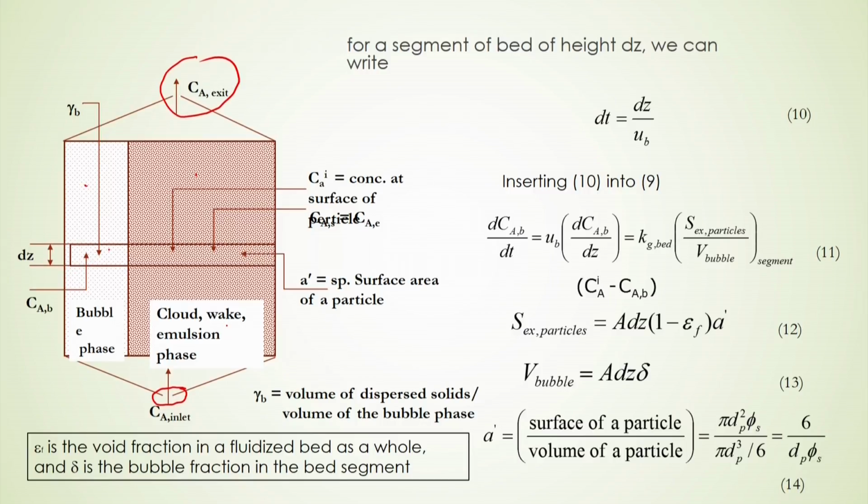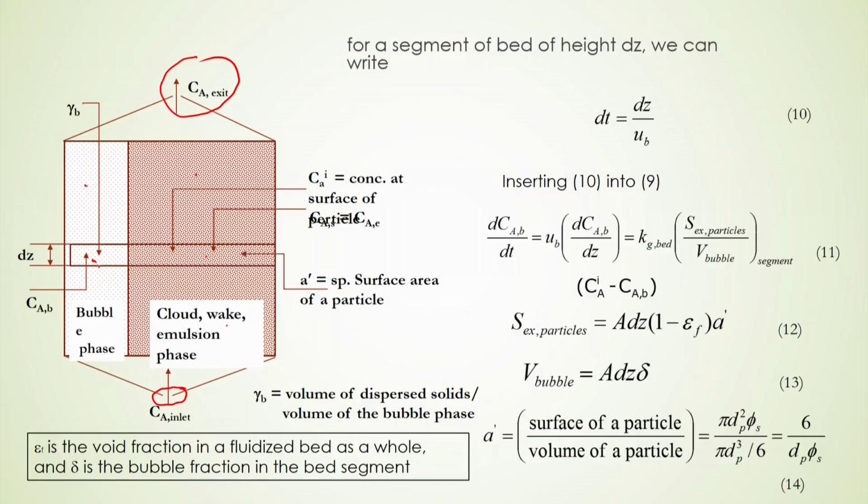And this is a segment of the fluidized bed in which you will see some portion will be the bubble phase, some portion will be the emulsion phase. And in this region you can represent C_Ai as the concentration at the surface. A dash is the specific surface area of the particle, and dz here, C_AB, is the concentration of the component in the bubble phase.